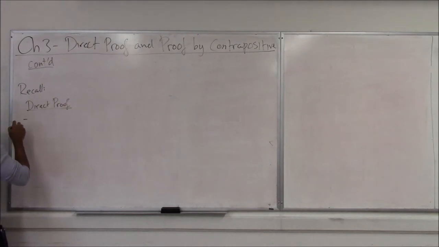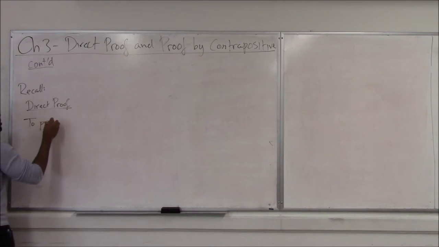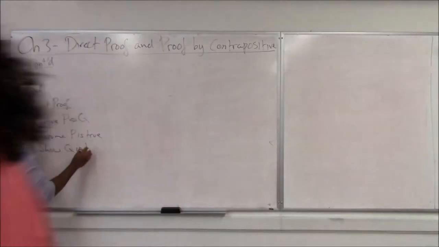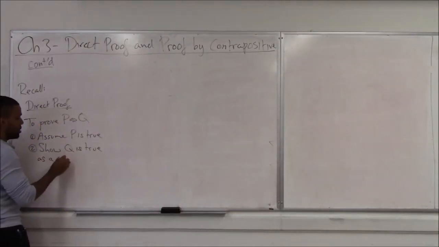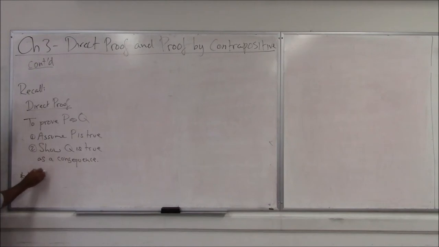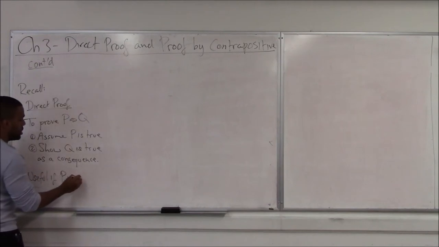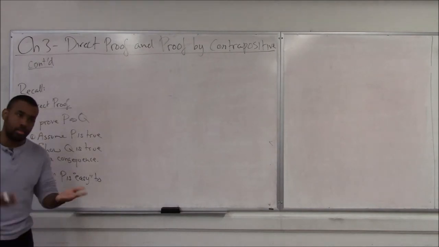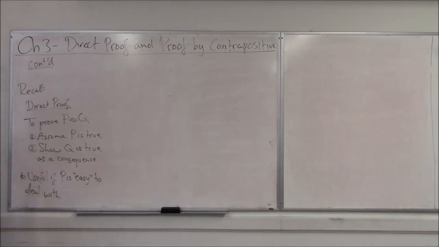How's it done? So if you want to prove P implies Q, what do you do? Assume P is true, and then Q is true as a consequence. To show Q is true as a consequence. And this is useful if P is easy to deal with. That is, it fits nicely with some definition that you have or something that you know a lot about how to manipulate. So that's called a direct proof of P implies Q.